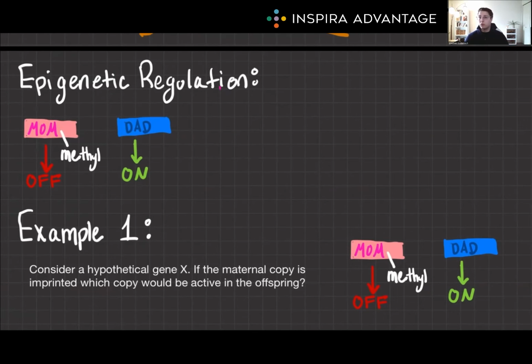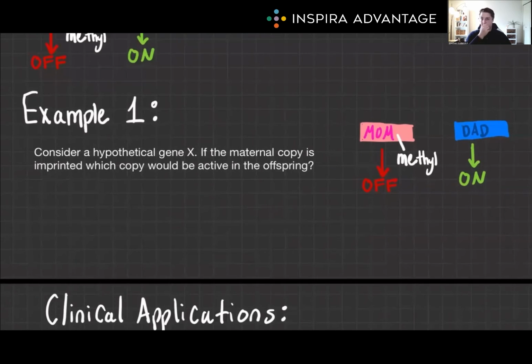Imprinted genes can play crucial roles in growth, development, and resource allocation. This makes sense when you think of it as the evolutionary battle for resources between maternal and paternal genes. Let's take a look at an example here. Consider a hypothetical gene X. If a maternal copy is imprinted and hence silenced, which copy would be active in offspring? Well, in this case, mom's going to be off, so dad is going to be on, so we're going to have the paternal copy of gene X active in the offspring.